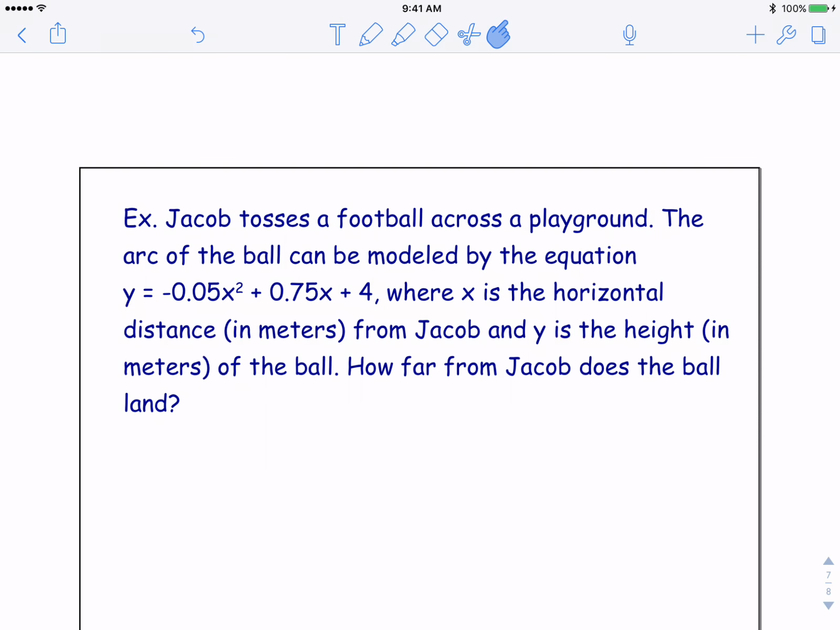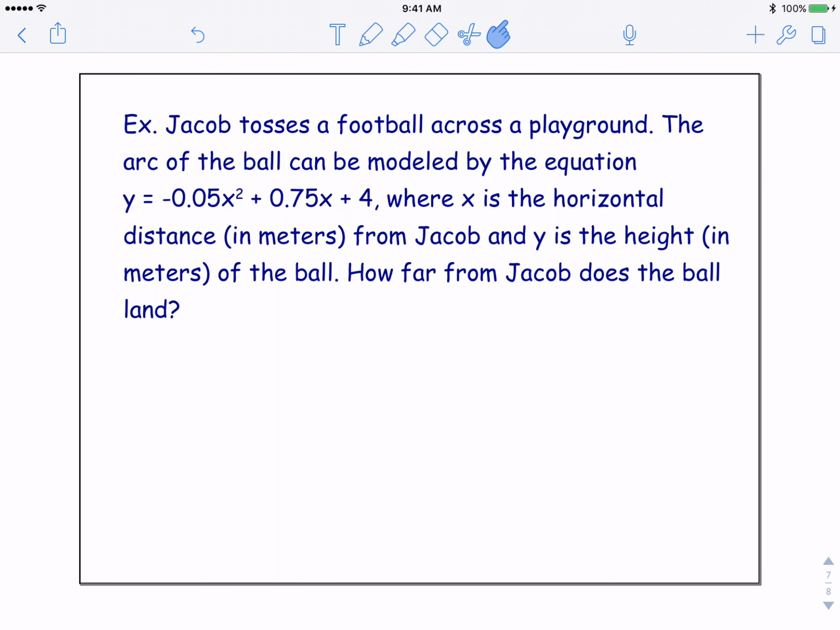Now I want you to try out this next example of Jacob tossing a football on your own. I want you to pause the video and try to use that quadratic formula to find out how far from Jacob the ball will land. So remember, you're going to set it equal to 0. So pause the video and try this out on your own.